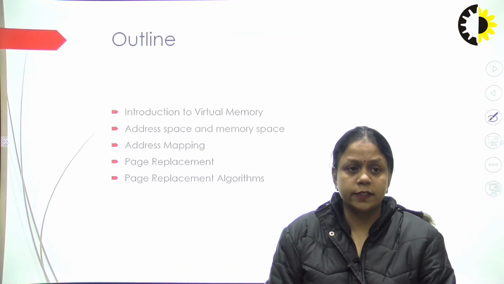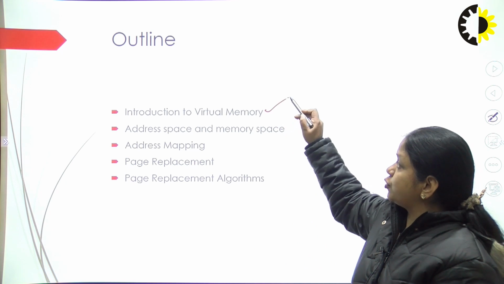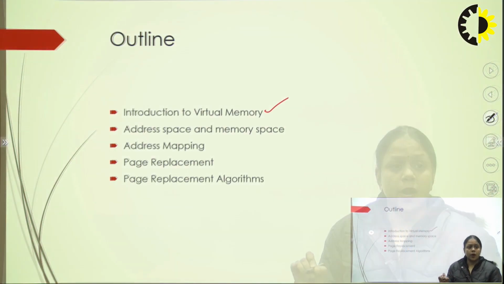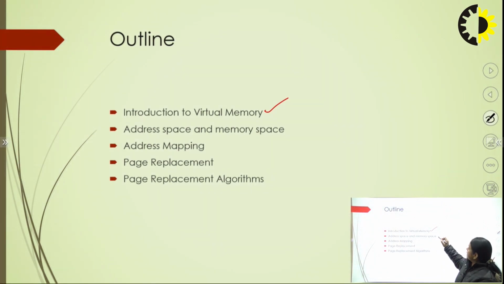This is the outline of this lecture. Introduction to virtual memory: firstly, we understand the meaning of virtual memory and why it is required in our computer system. Next is address space and memory space. What is address space? What is memory space? How can we calculate them? Then address mapping scheme, page replacement, the process of page replacement, why it is required and how we can do it, and last, page replacement algorithms. So these are the main topics of this lecture.